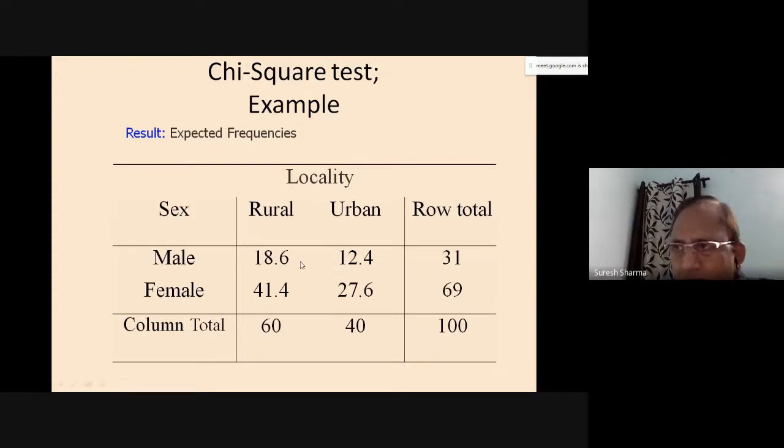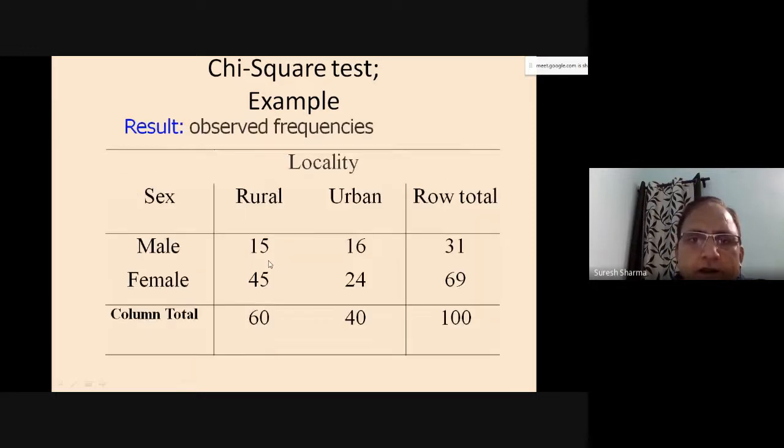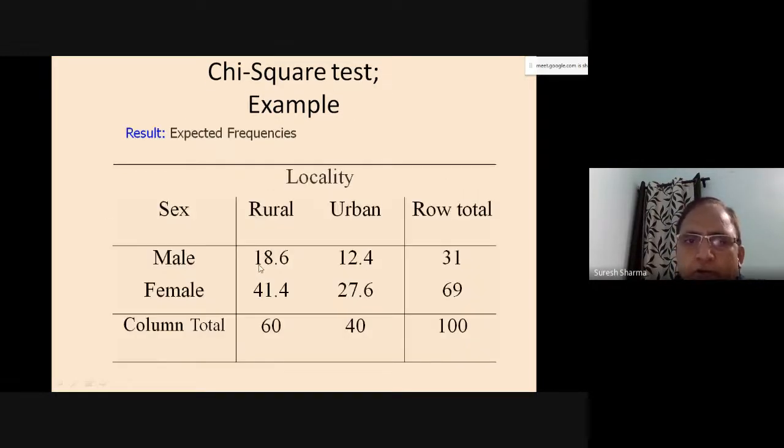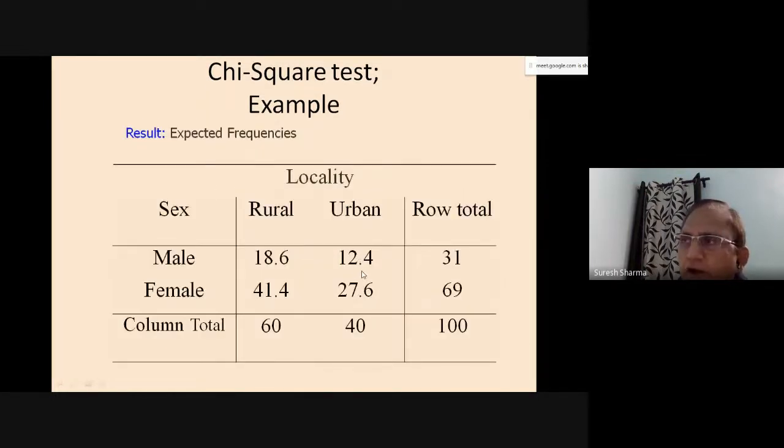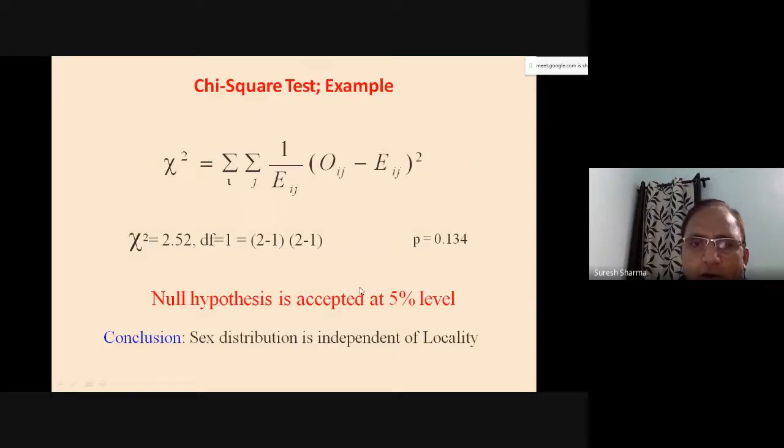You also have observed frequencies. Now, observed minus expected. So observed is your 15, expected is your 18.6. So 15 minus 18.6, square that quantity and divide by expected, divide by 18.6. That is the first figure. Plus, same way the second figure, you add 16 minus 12.4 squared, divided by expected 12.4. Similarly, add the other two. When you add all the 4 values, you will get 2.52.